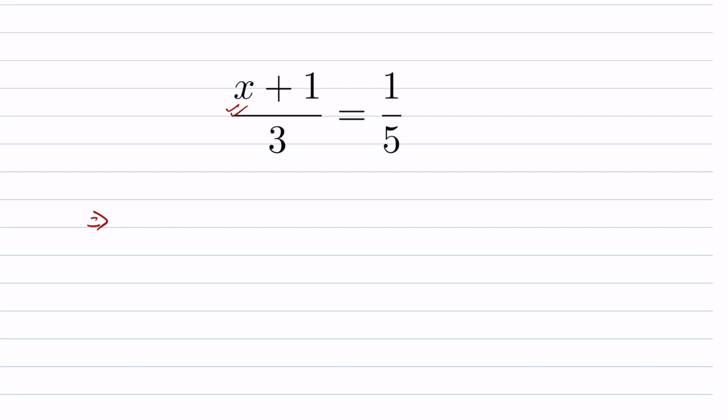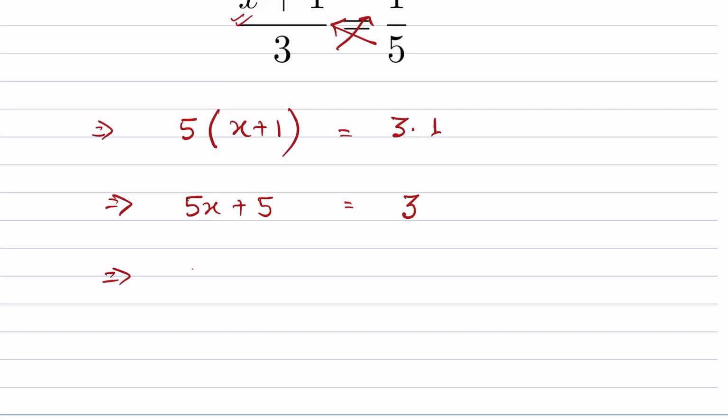So let's do the first method. We cross multiply. So it is 5 multiplied by (x + 1) is equal to 3 multiplied by 1. So this is 5x + 5 is equal to 3. Now 5x + 5 is a combination of a variable and a number. To find the value of the variable, we need to keep the variable on one side and the number on the other side.